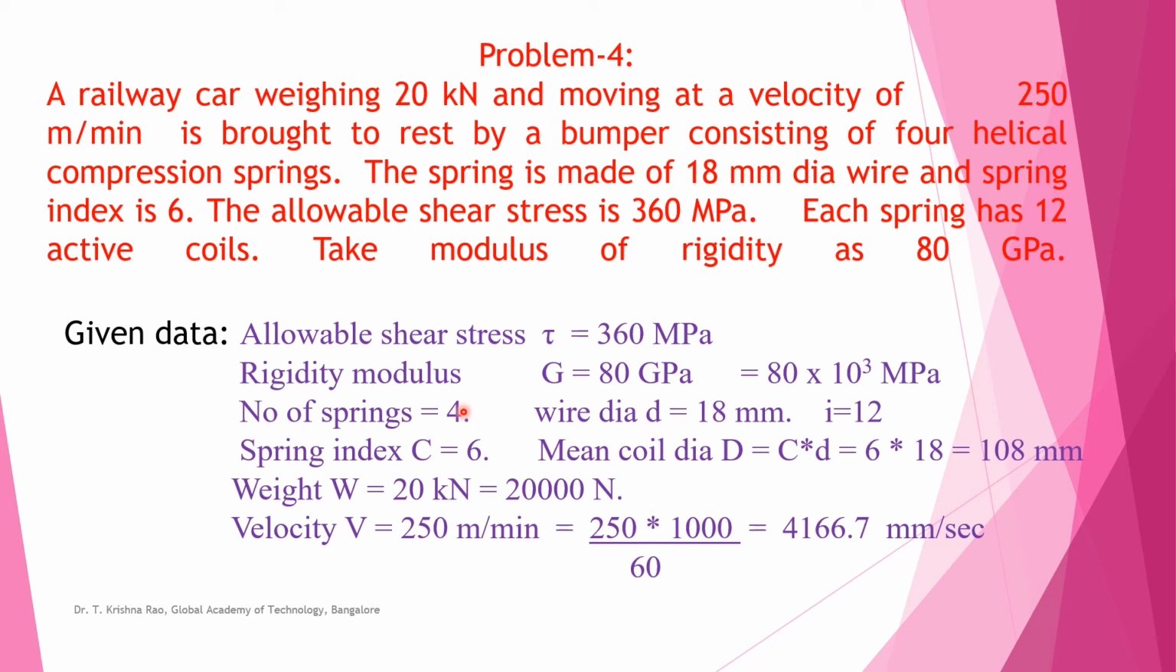Number of springs 4. Wire diameter is 18 mm. Number of coils in each spring has got 12 coils. Spring index is C. Mean coil dia is C into D. Weight is given. Velocity in meters per minute is given. Meters we convert into mm. Minute converted to seconds. Directly we get 4166.7 mm per second.